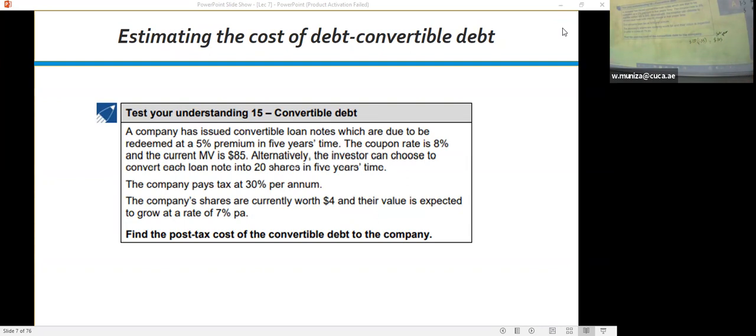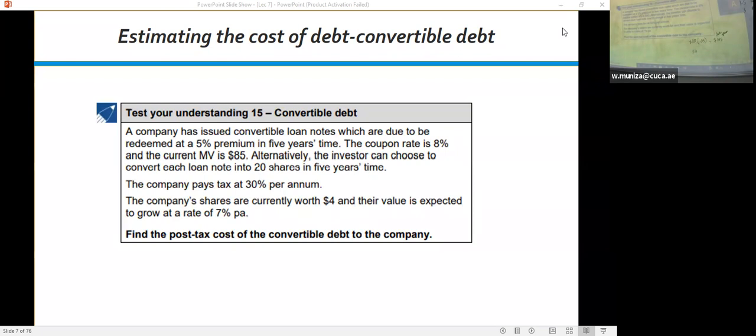The coupon rate is 8% and the current market value is $85. Alternatively, the investor can choose to convert each loan note into 20 shares in 5 years' time. So what is the alternative option for the investor? Instead of getting the cash back at the premium amount, he or she can get 20 shares in 5 years' time. They also say the company pays tax at 30% per annum. The company shares are currently worth $4, and their value is expected to grow at a rate of 7% per annum.